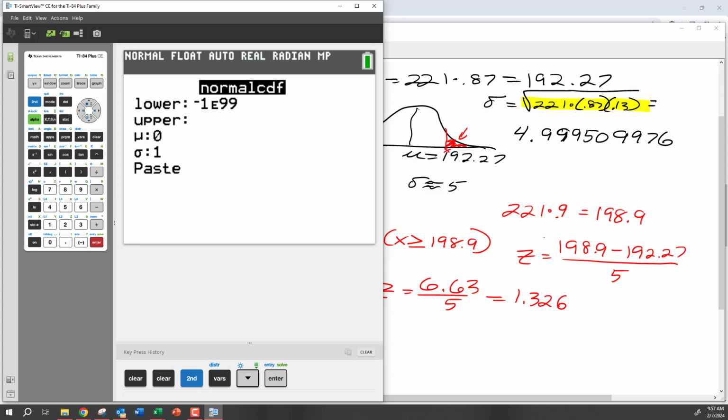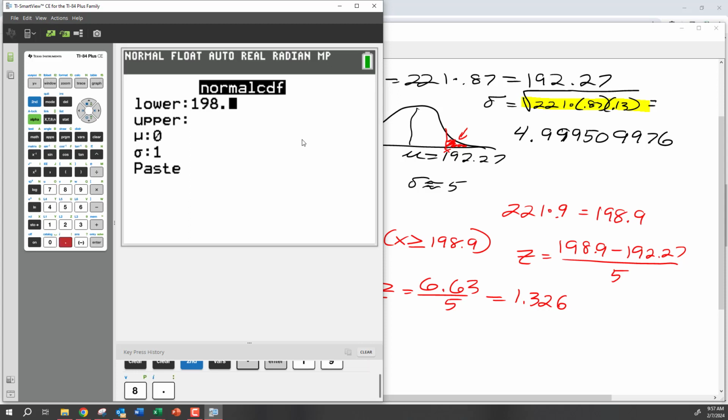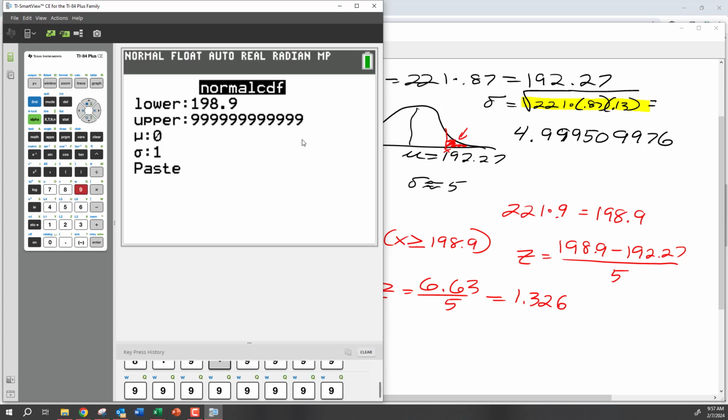We want our lower bound to be our x value of 198.9, right? And then our upper value is going to be positive infinity. So we just put in a whole bunch of 9s, a big old lot of 9s, because that'll be as close to infinity as we need to get. Okay, now the mean has to be the mean that we calculated, which is 192.27.